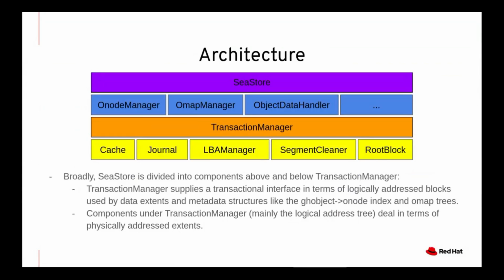The layer in the middle, the transaction manager, handles all of these logical block mutations uniformly as operations on a logical address space. And then the portion below that is responsible for translating those into operations on physical nodes, with the LBA manager being responsible for the LBA tree I mentioned before.